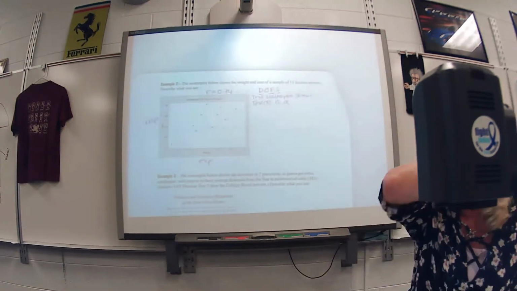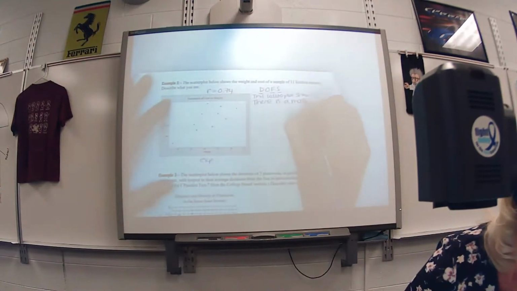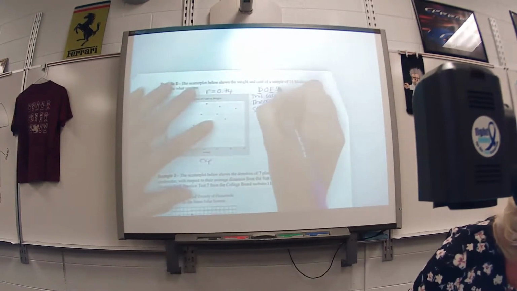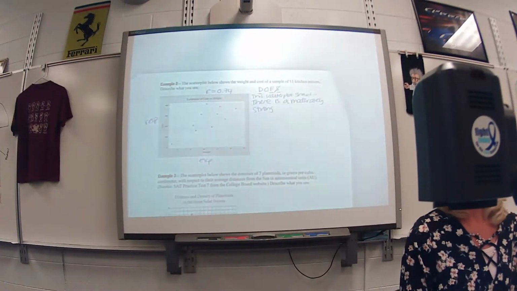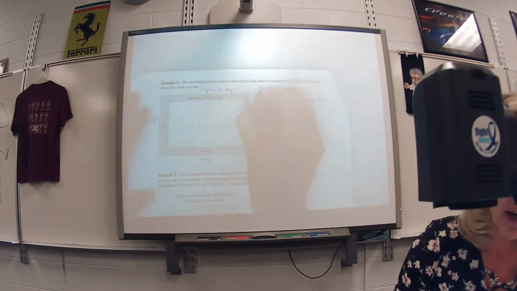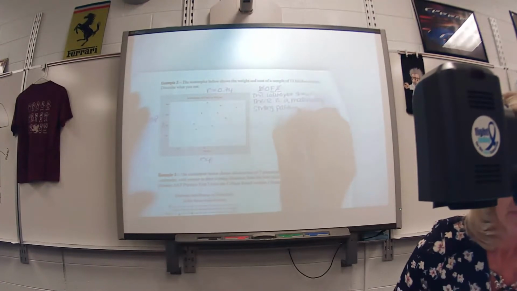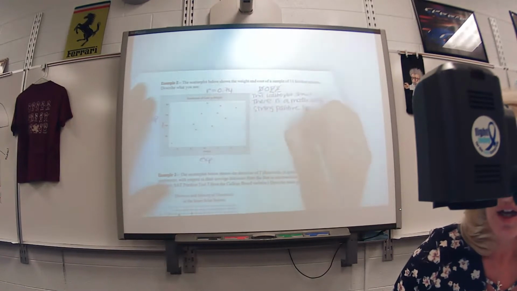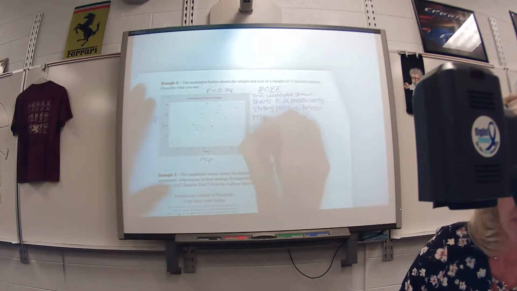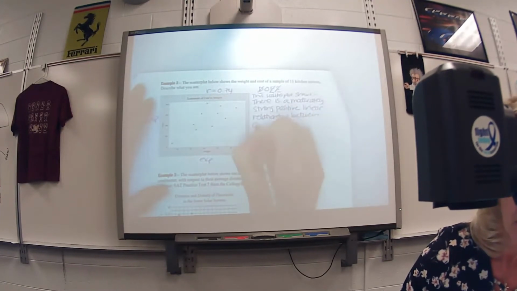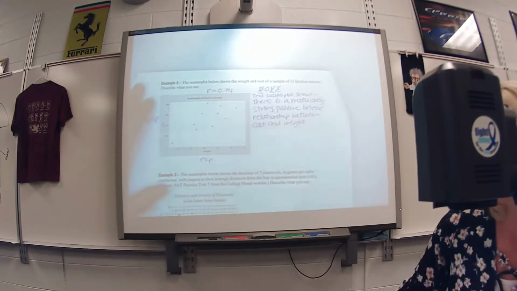There is a moderately strong. All right, you just addressed S for strength. Then what would you say? There is a moderately strong, positive, there's direction. And then give me form, linear relationship between cost and weight. And I'm sorry, my handwriting is so messy when I write this fast.